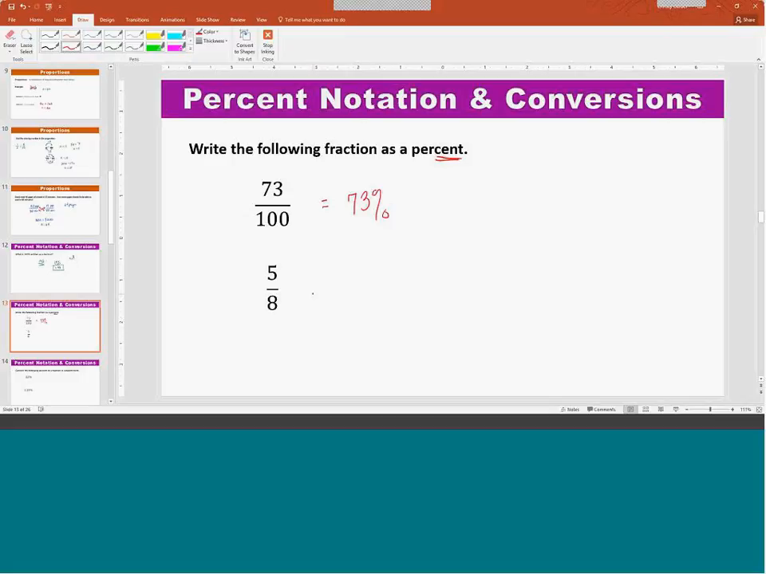Now how do I write 5/8 as a percent? Well, we could go about it two different ways. Since we just talked about proportions, we can create a proportion. Say 5/8 is the same as some number over 100. Then we can cross multiply: 8 times n is equal to 500, and divide 500 by 8. We get that n is equal to 62.5. So 5/8 is the same as 62.5%.